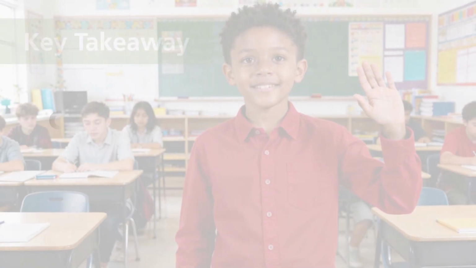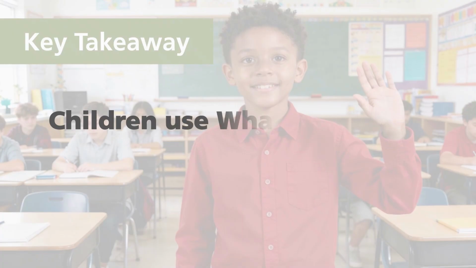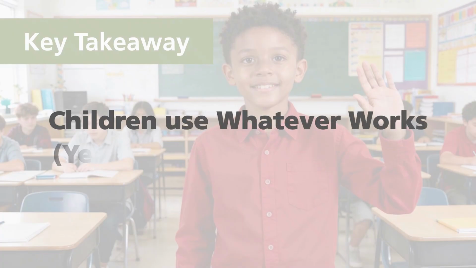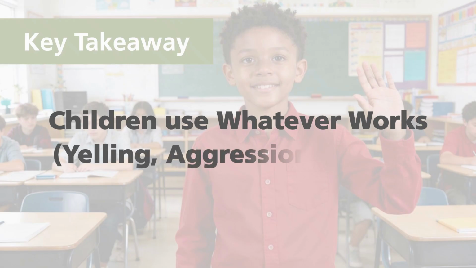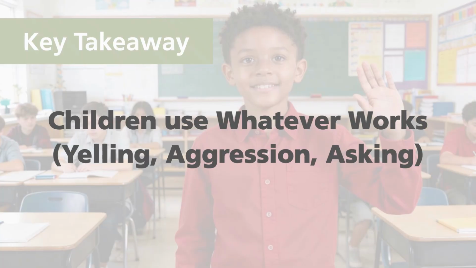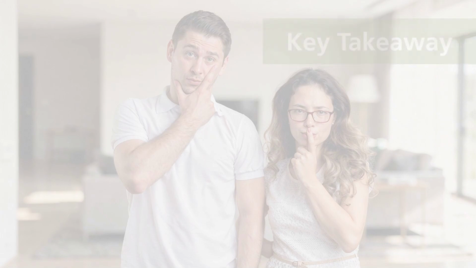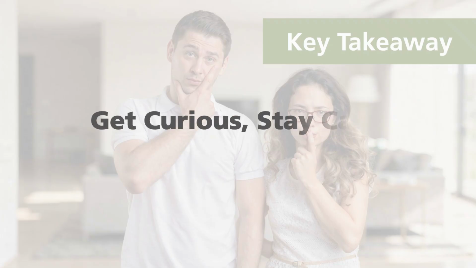Your child will use whatever works, whether that's getting loud, being aggressive, or asking nicely. To change behavior, we need to make the undesired behavior result in a boring consequence, and the desired behavior result in a highly valued consequence. To determine the source of the behavior and how to shift it, we need to get curious, stay calm, and observe.